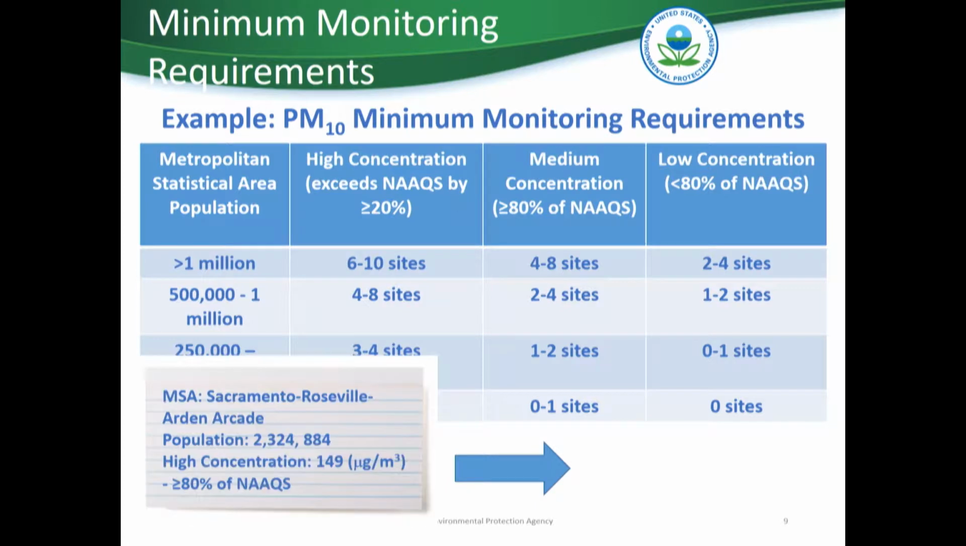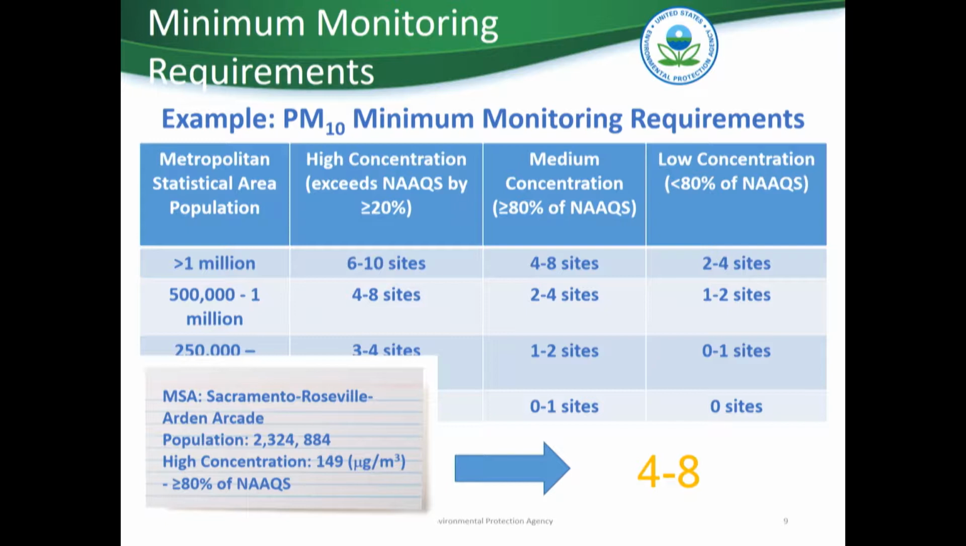So let's do Sacramento. The Sacramento MSA has about 2.3 million people, and they have a high concentration of 149 micrograms per meter cubed. This falls over 80% of the NAAQS for PM10. So how many sites, based on this information, are their minimum monitoring requirements for PM10? I can't hear. Anybody want to yell? 4. Okay, great. Yes, 4 to 8.